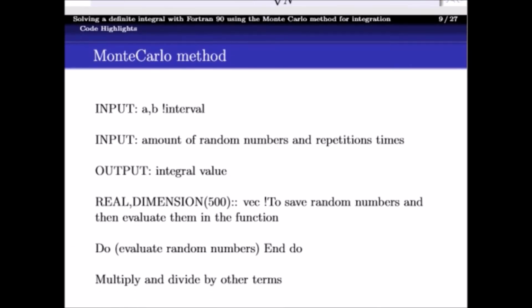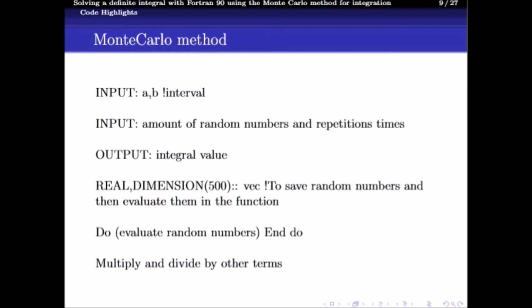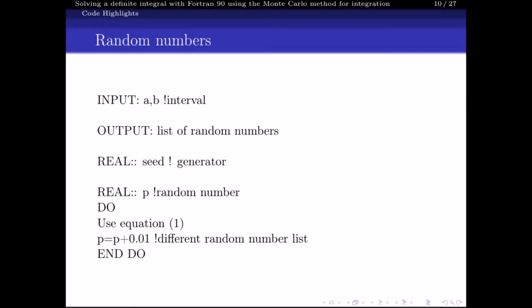For our Monte Carlo method, we wrote two main subroutines. The first one is related to the main integration part, and the second one is related to the generation of random numbers. For the Monte Carlo one, as input we have the interval, the amount of random numbers, and the repetition times. Our output is the integral value. As a highlight, we need a vector to save the random numbers and to evaluate them in the function. As we are repeating the process several times, we need to put everything into a do loop, and then multiply and divide by other terms.